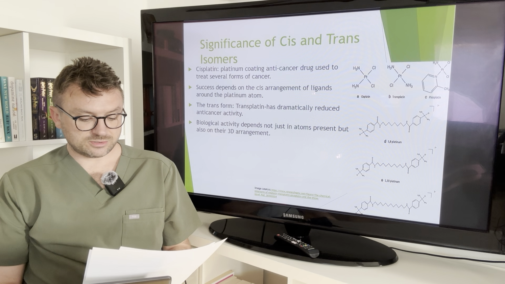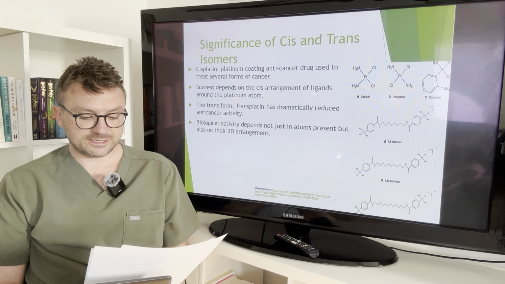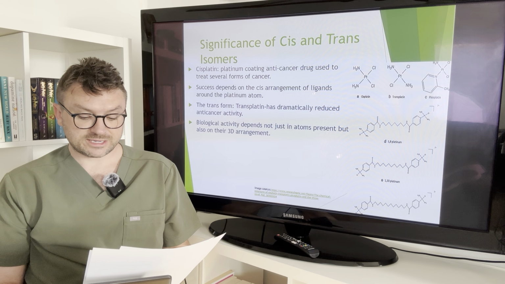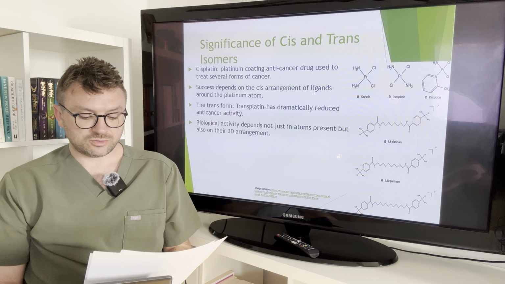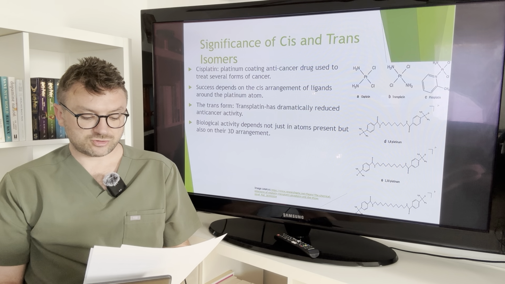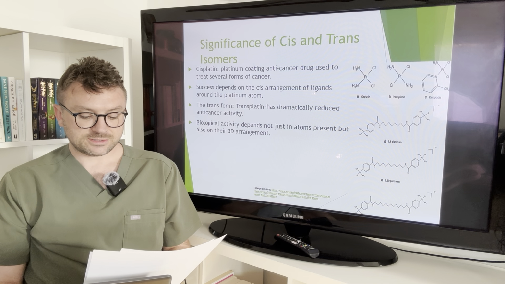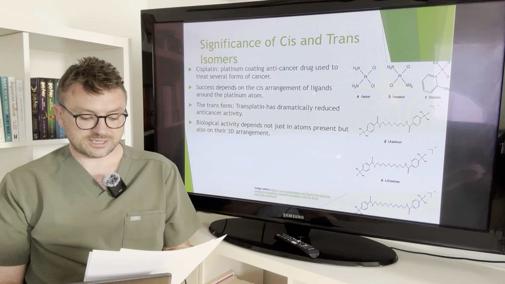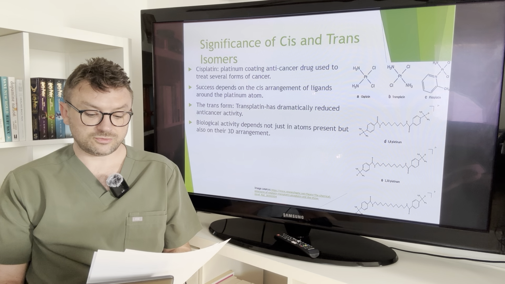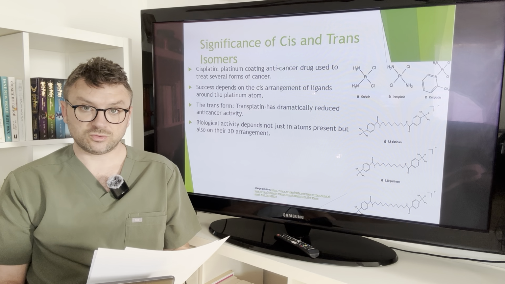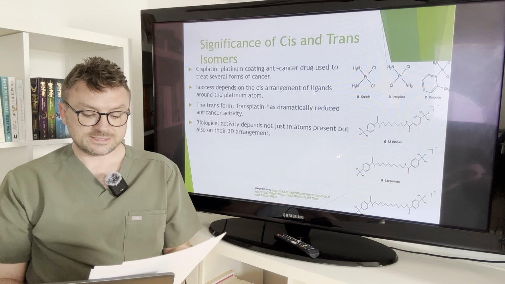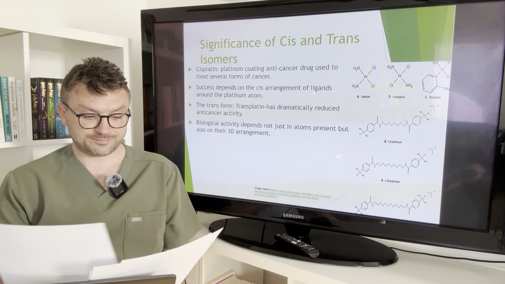So, a famous example is cisplatin. Cisplatin is a platinum-containing anti-cancer drug used to treat several forms of cancer. Its success depends on the cis arrangement of ligands around the platinum atom. The trans form, known as transplatin, has dramatically reduced anti-cancer activity. This demonstrates that biological activity depends not only on the atoms present, but also on their three-dimensional arrangement. Understanding geometrical isomerism is therefore essential in pharmaceutical chemistry.